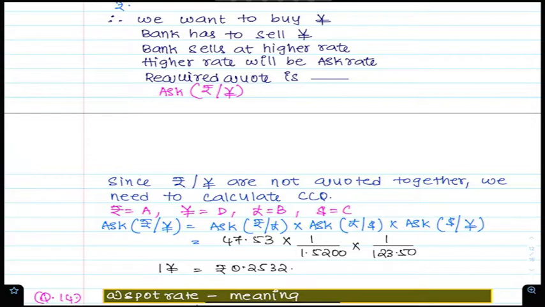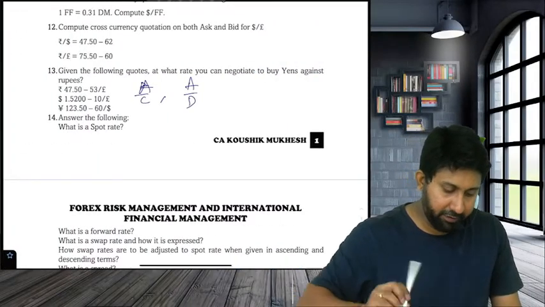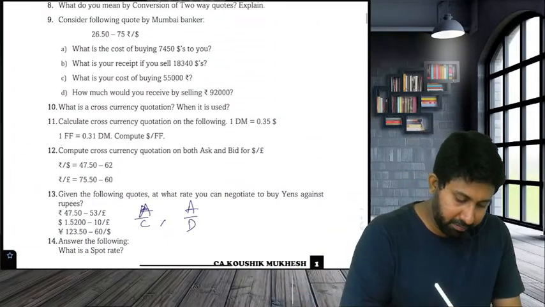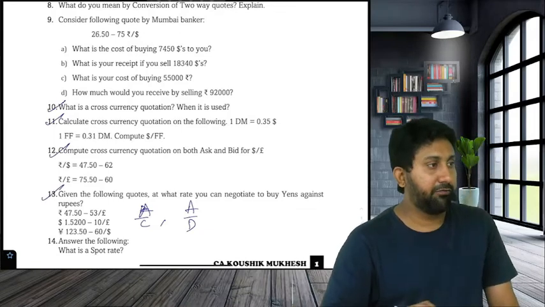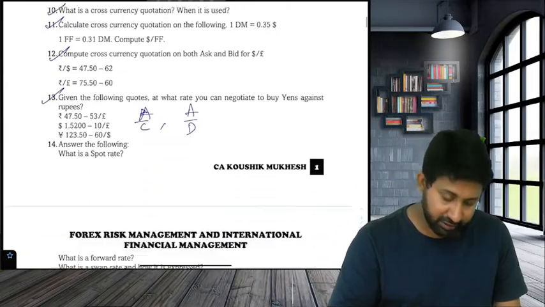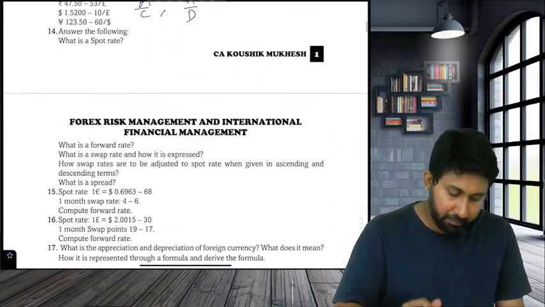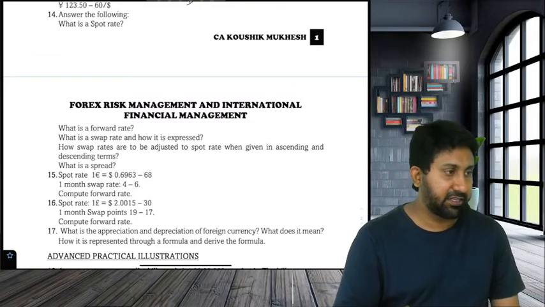So hope everyone has completed writing. Next. So now we completed question number 10, 11, 12 and 13. With that we have completed the concepts regarding the cross currency quotations. Next, one very important concept is going to come, 14, 15, 16. This is another set of discussion.